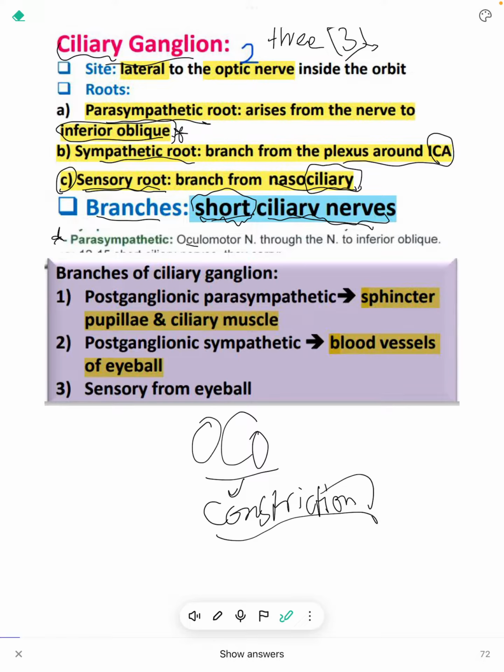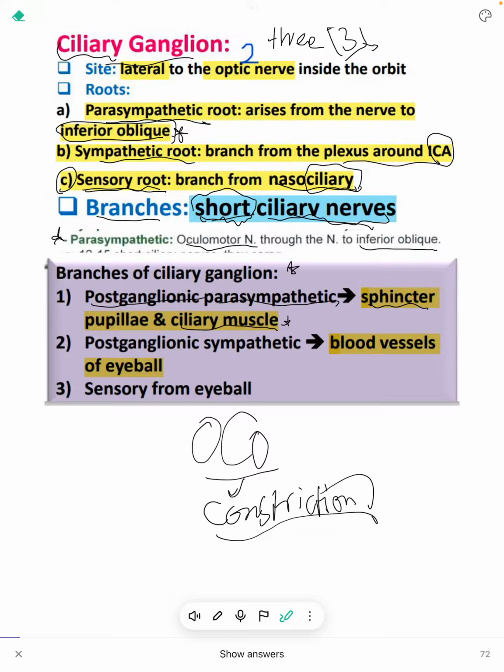We said that the parasympathetic root is from the oculomotor nerve, specifically the inferior oblique branch. What about the branches of the ciliary ganglia, the postganglionic fibers? The parasympathetic postganglionic fibers cause constriction in the eye. Which muscles are responsible for the constriction? The first is the sphincter pupillae, and the other is the ciliary muscle. This is the ciliary muscle.